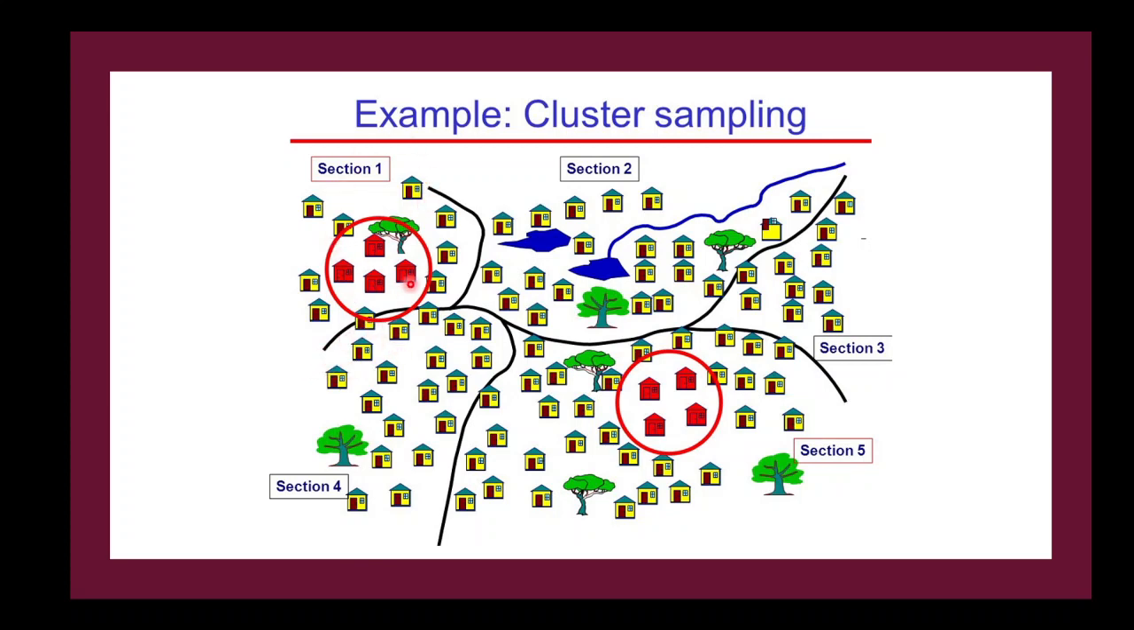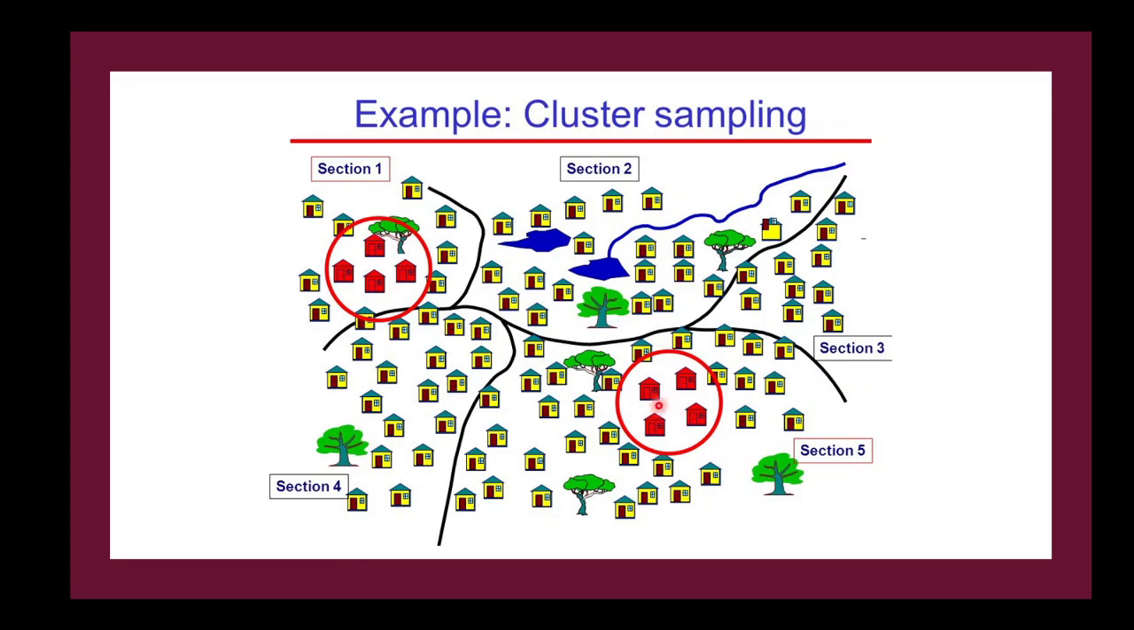So you have section 1, section 2, section 3, section 4, and also section 5. You divide them into 5 sections, but then you randomly pick which sections you want to sample. You choose from a random number from 1 to 5, then you choose section 4 and section 5. So you only survey, from this whole population, the 4 houses in section 4 and 4 houses in section 5.